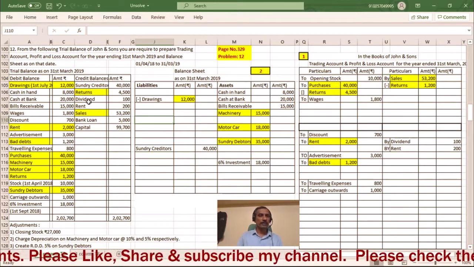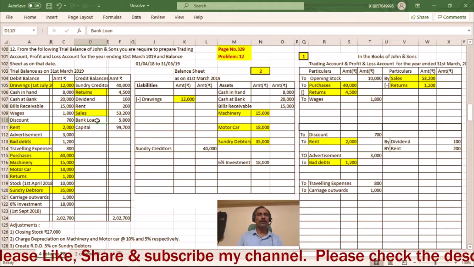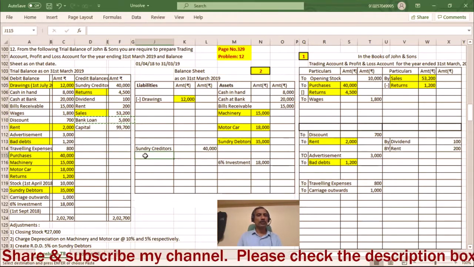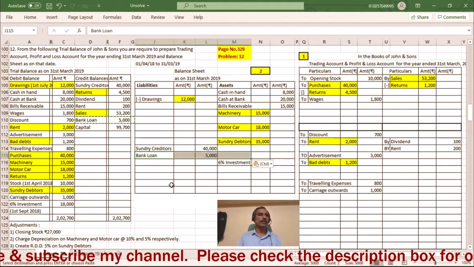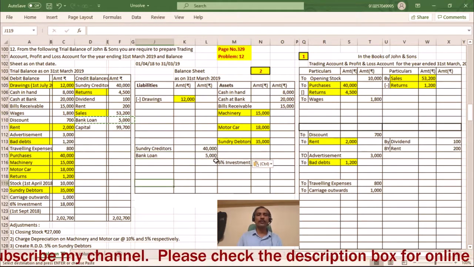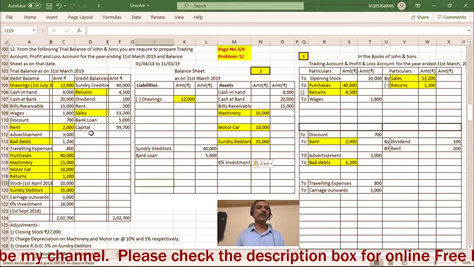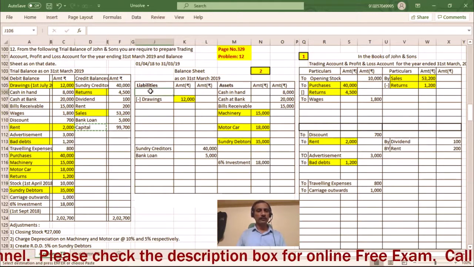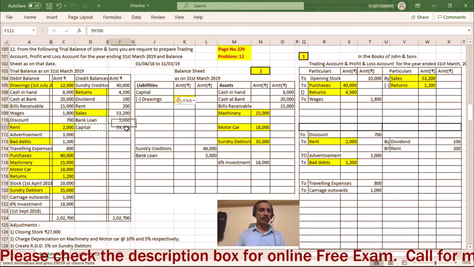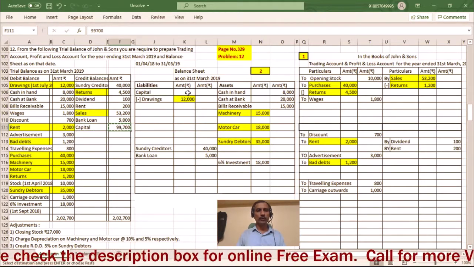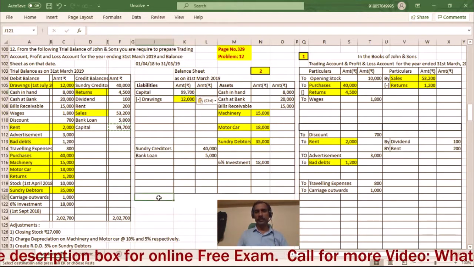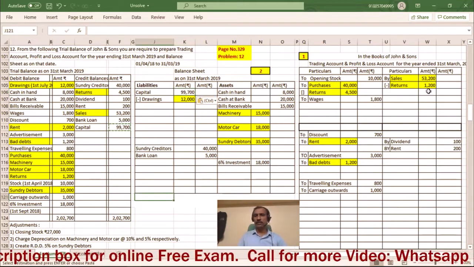So next one, after sales, bank loan, this is our liability, so we have to show it in the outer column. There is no rate of interest which is given, so we have to show this balance in the outer column. So capital, this is our liability, so the business owes money to us, so we have to show this balance in the inner column. After that we have to count all these balances, so let me count all these balances.